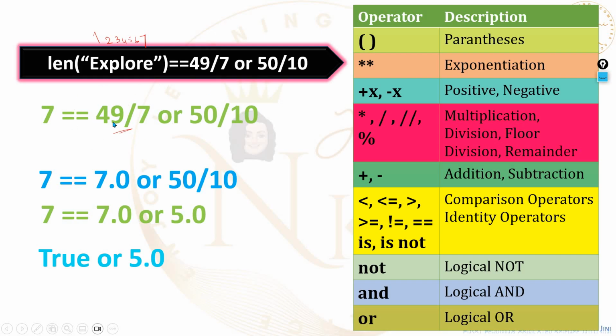First let's evaluate 49 divided by 7. It is 7, but the slash operator will give a decimal value, so 7.0. The output will be a float. Next, 50 by 10. Again the output will be a float. So 7.0 or 5.0. Now you have to evaluate double equal to. Is 7 double equal to 7.0? Yes, both are equal even though one is an integer and the other a float. So it is True or 5.0. So what will it be evaluated to? In the OR operator, when the first operand is evaluated as true, the output will be the first operand, which is True.